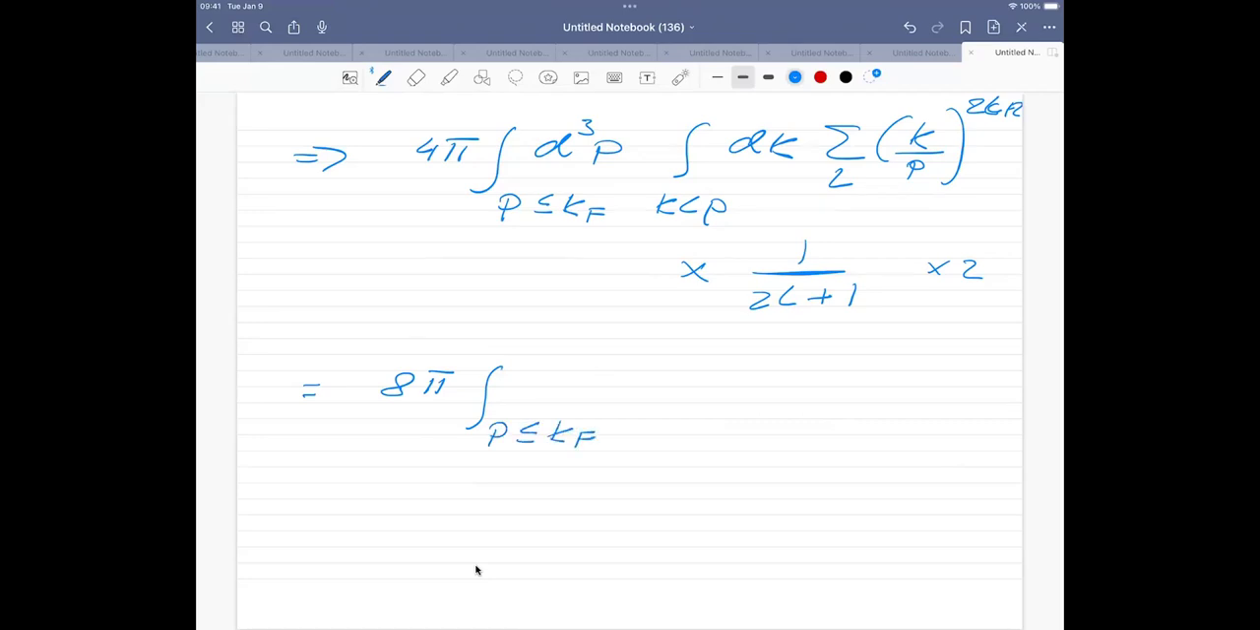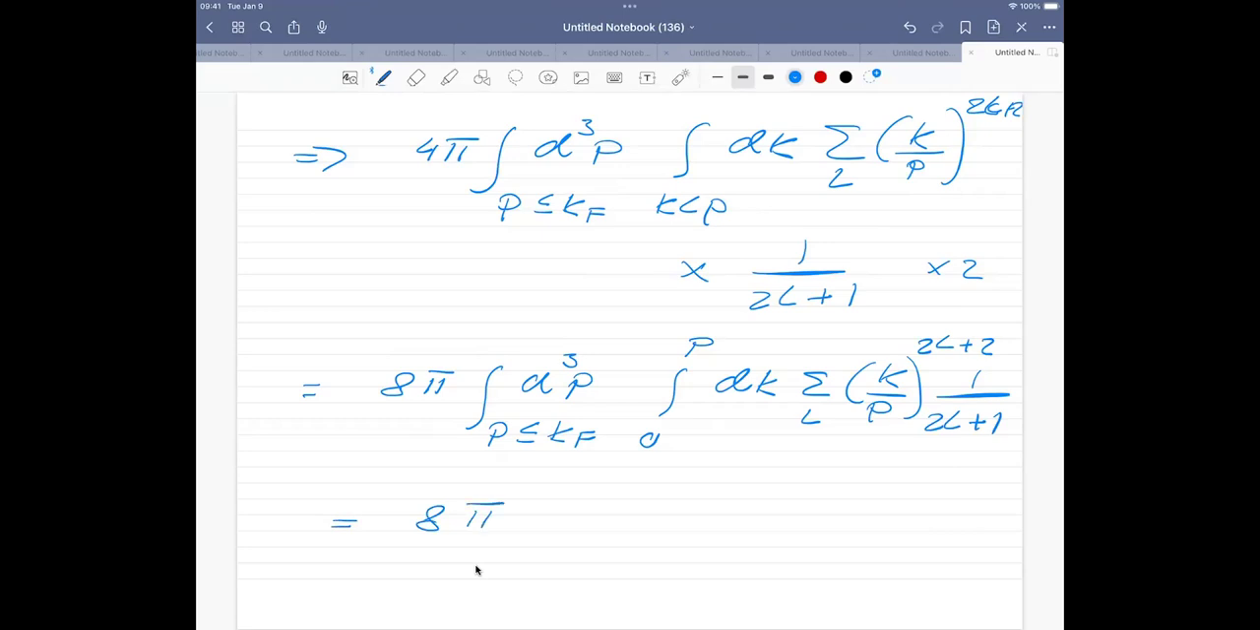So this just integrates up to Kf. And then I have an integral from 0 to P of dk. And then I have a sum over L. And then I have K divided by P of 2L plus 2 multiplied with 1 over 2L plus 1. That one is nothing but the following. So let me just try to wrap up this one, and then we will have a final piece which we will start with after the break.